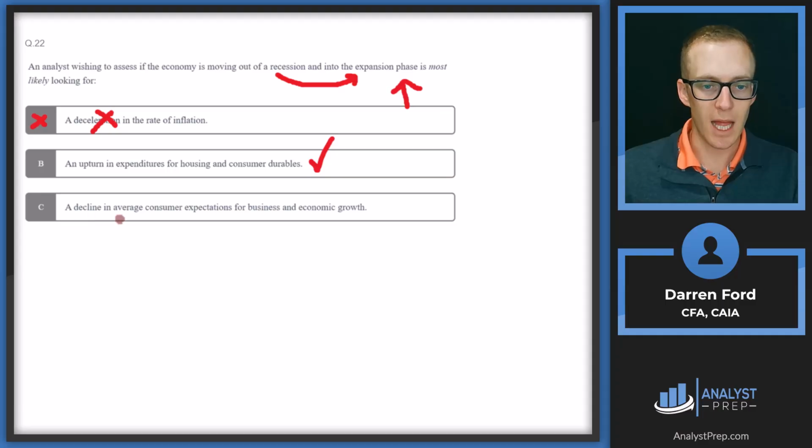And C, a decline in average consumer expectations for business and economic growth. If we have lower expectations, it's going to be less likely for businesses and consumers to spend. And so that in and of itself would likely lead to less or not an increase in economic activity. So we can rule out C and confidently go with answer B.